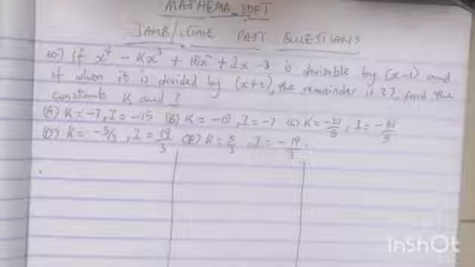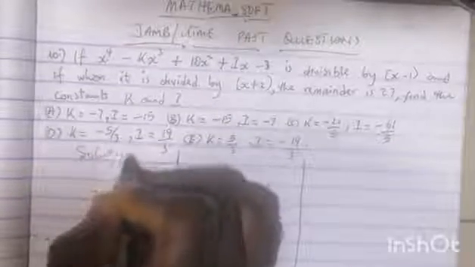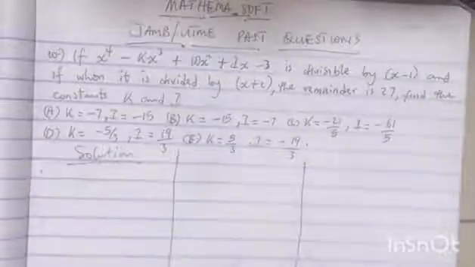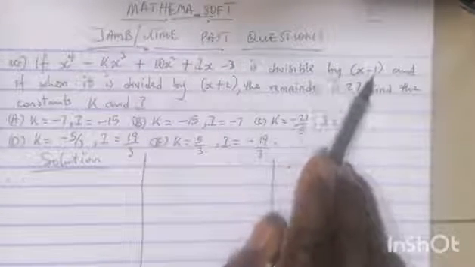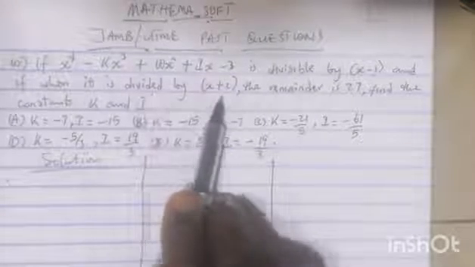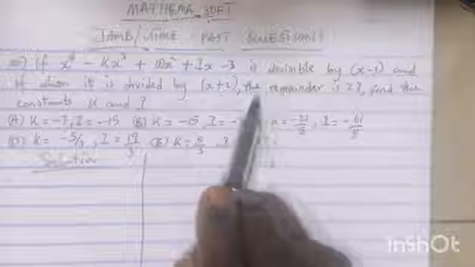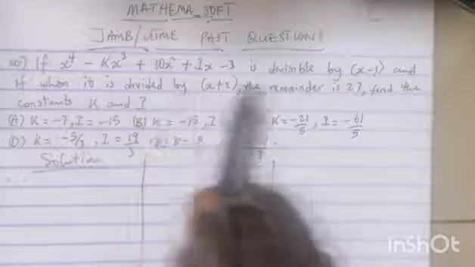In this video, we'll be dealing with question number 10, and question number 10 cuts across polynomial. So this is a very important topic, and we are going to give you a very simple approach. So we have: if this is divisible by this, and when it is divided by this, the remainder is 27. Find the constants k and l.